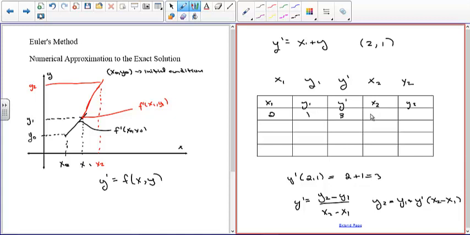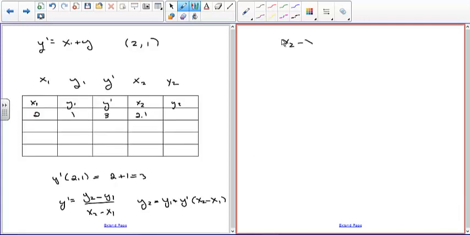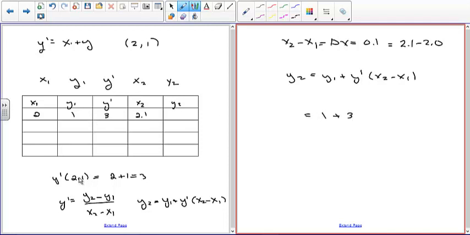I'm going to specify x, so x2 is going to be 2.1. I'm going to increment it by 1/10. So let me add a page here. So what I can say is x2 minus x1, which I'm going to call delta x, is 0.1. It's 2.1 minus 2. So that's my increment. Then I can calculate y2. y2 is equal to y1 plus y prime times x2 minus x1. y1 is equal to 1 from here. y prime is equal to 3 from the equation for the derivative, times delta x, which is 0.1. So that's going to be 1.3. 3 times 0.1 is 0.3.